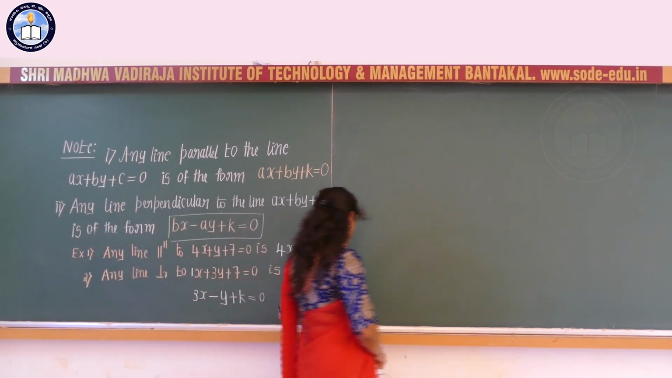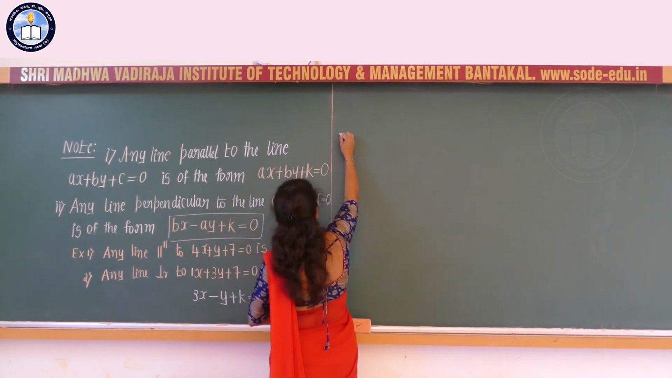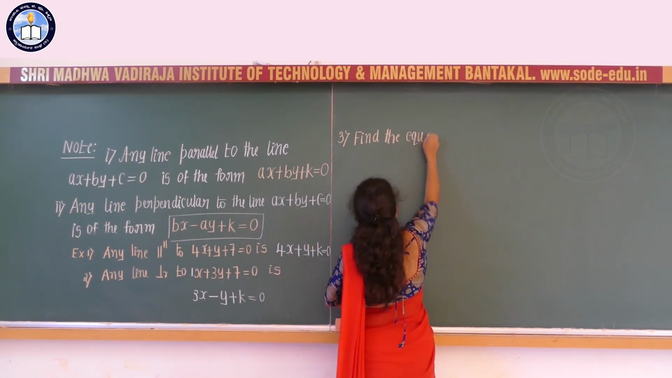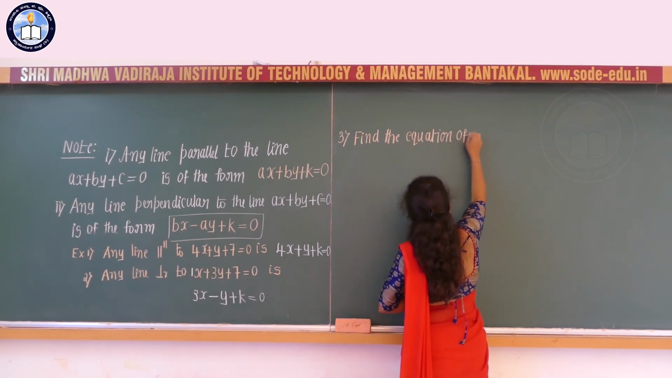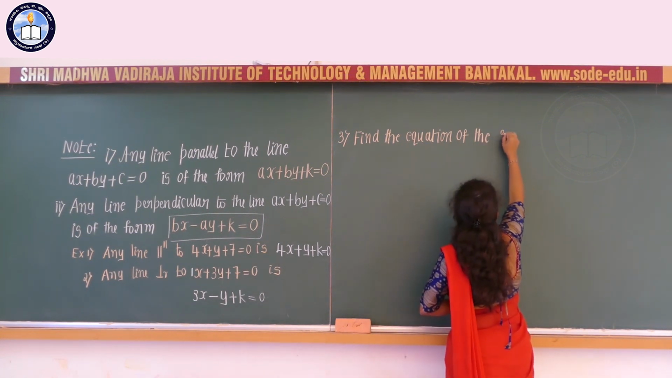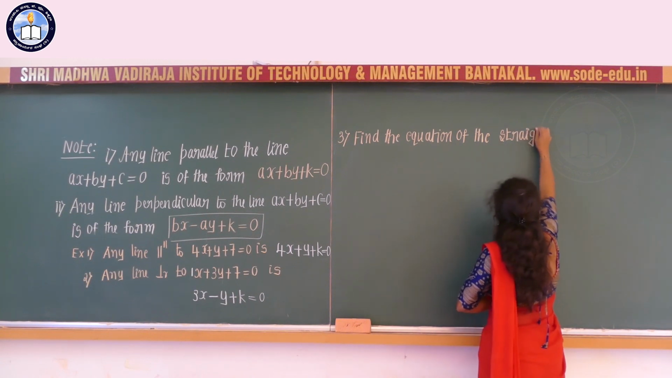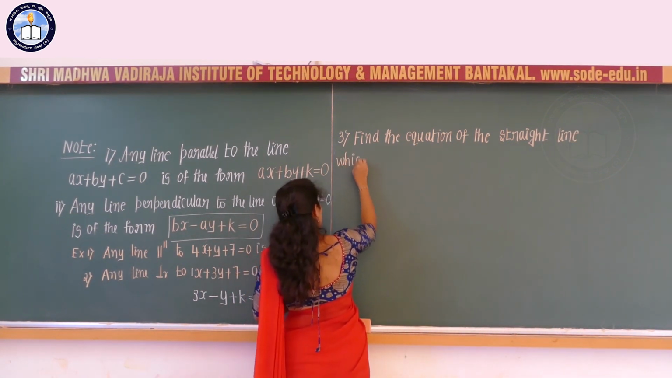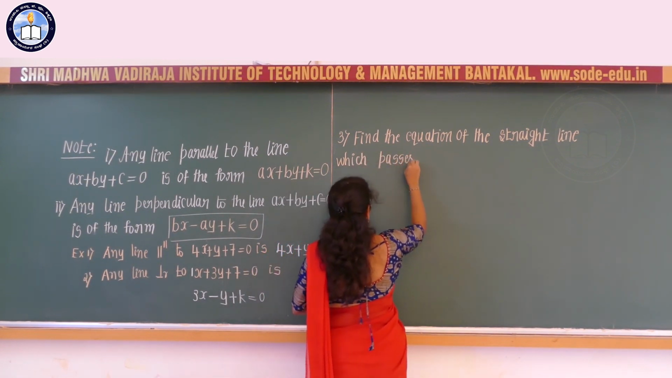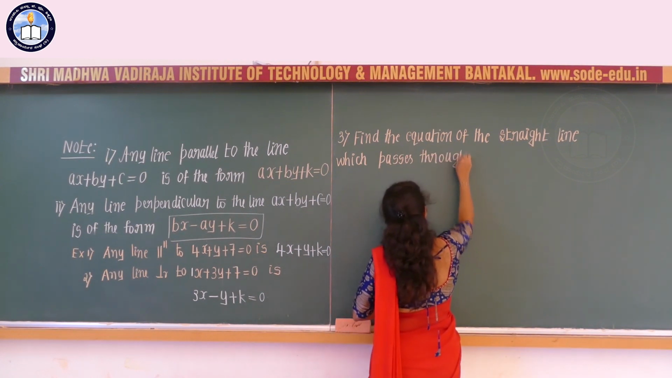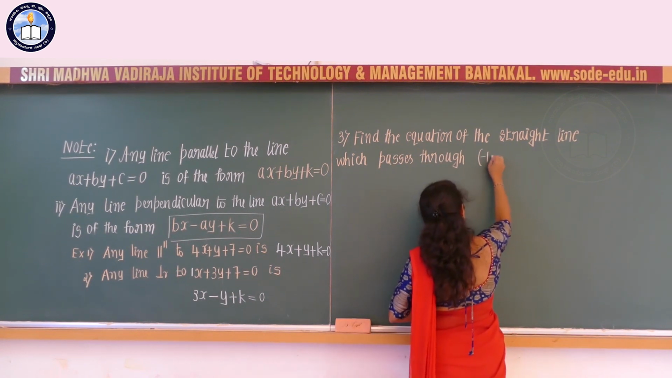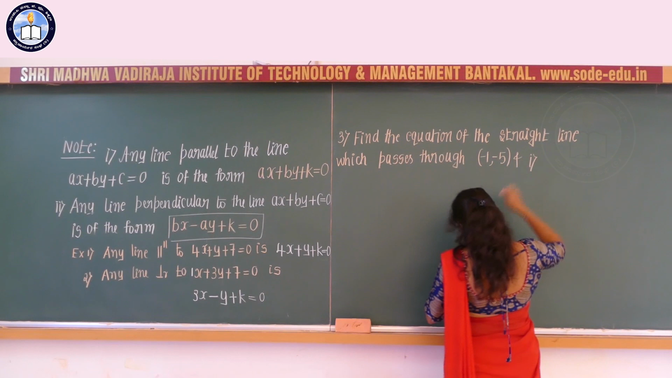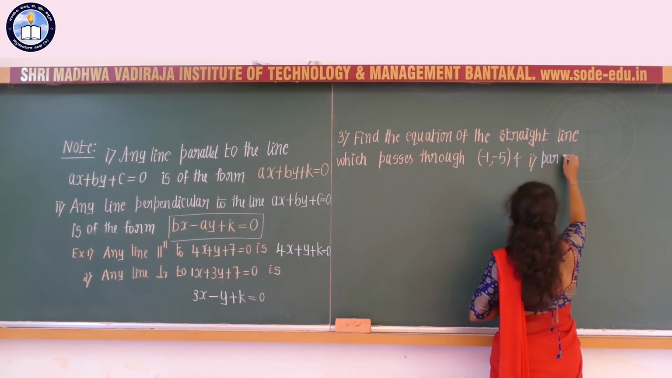Let us consider the next question. The third one: find the equation of the straight line which passes through the point, ordered pair (-1, -5), and first question, that line is parallel.